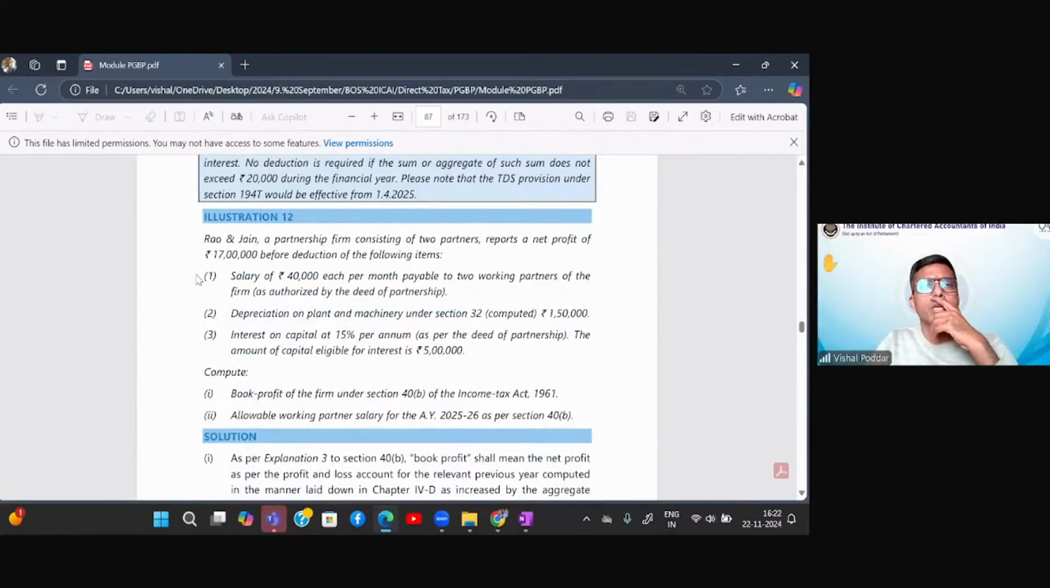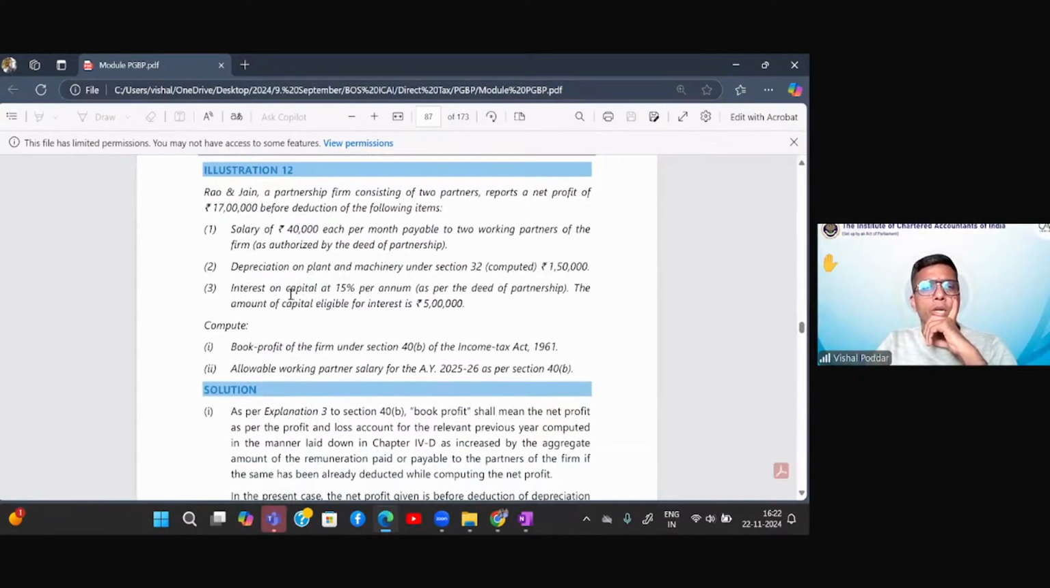So Rao and Jain, a partnership firm consisting of two partners, reports a net profit of 17 lakhs before deduction of following: salary to the two working partners, depreciation on plant and machinery under 32, and interest on capital at the rate of 15%. Okay. Now see, while computing remuneration, we have to find out book profit. Book profit is what? Book profit is profit as per PGBP before remuneration. So what is your profit? Net profit is 17 lakhs.